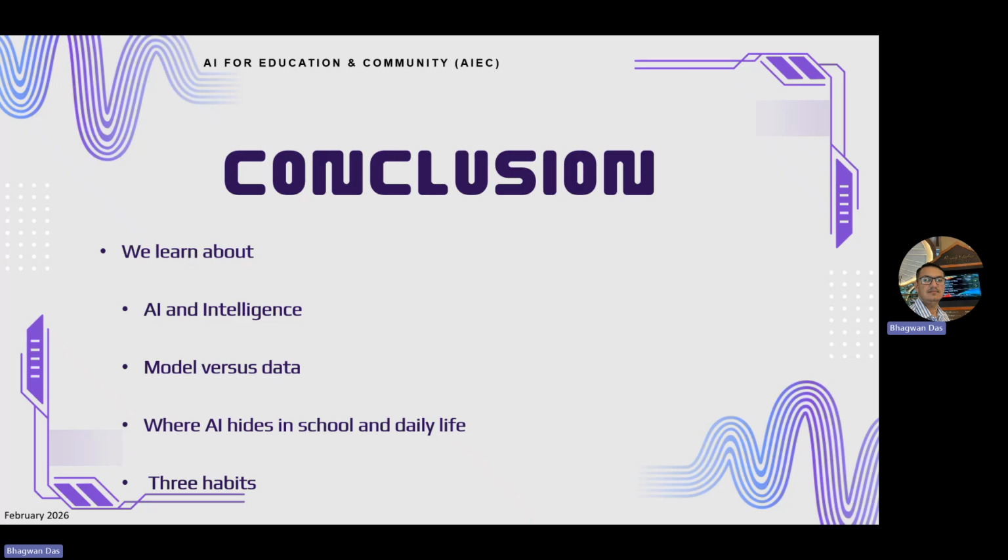So let's conclude today's session. In today's session, we talked about artificial intelligence, and we differentiated between types of intelligence. Then we talked about model versus data, and where AI hides in your school and daily life. Then we saw a product demo that gives you an understanding of how we provide the data, how the data is processed by the model, and how it generates the outcomes. And then we ended the session with the 3 habits to utilize AI responsibly.